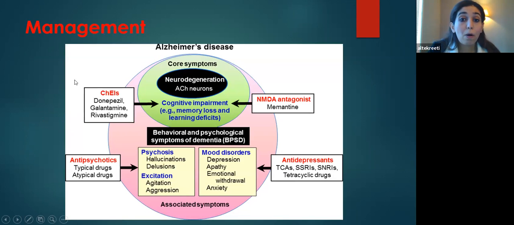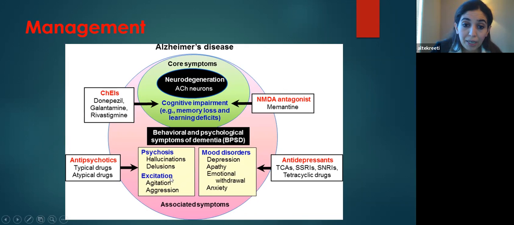We're going to talk right now about the management. We have a simple diagram of how we're going to manage the patient with Alzheimer's. The main point here is that we need to treat the cognitive impairment. So we have many medications to improve the symptoms, but there is no cure for Alzheimer's. So we have cholinesterase inhibitors, which include donepezil and rivastigmine, and the NMDA antagonist memantine. These are the main drugs to improve the symptoms of Alzheimer's.